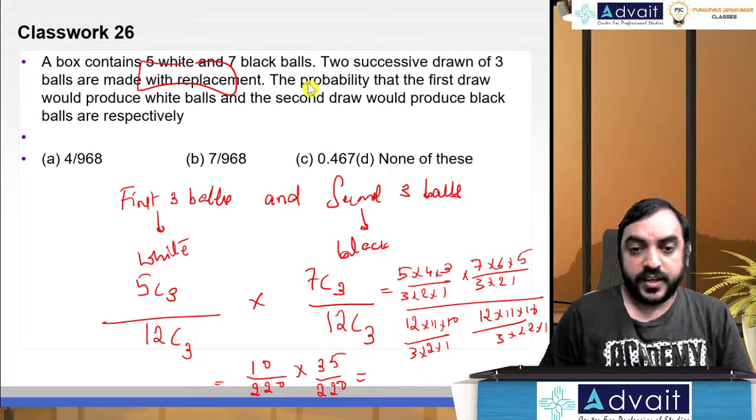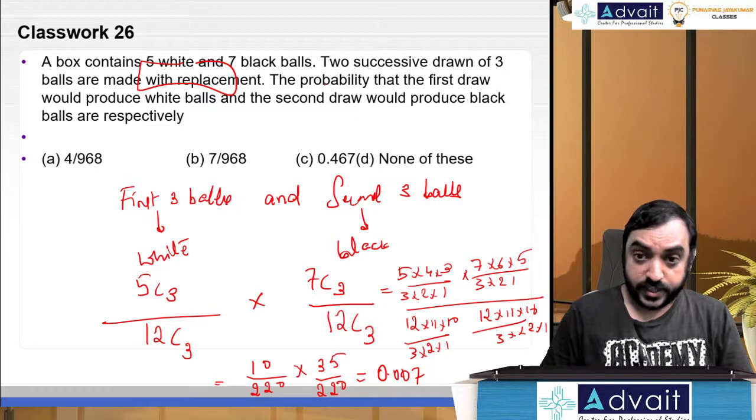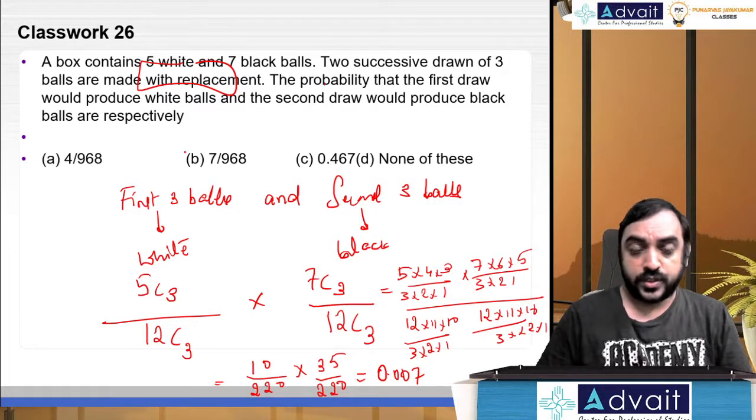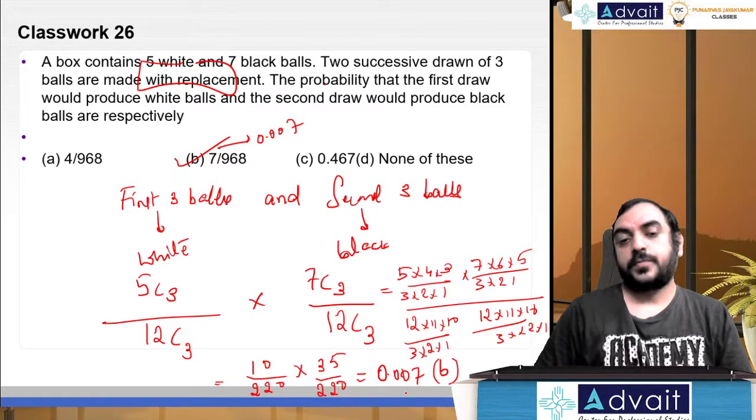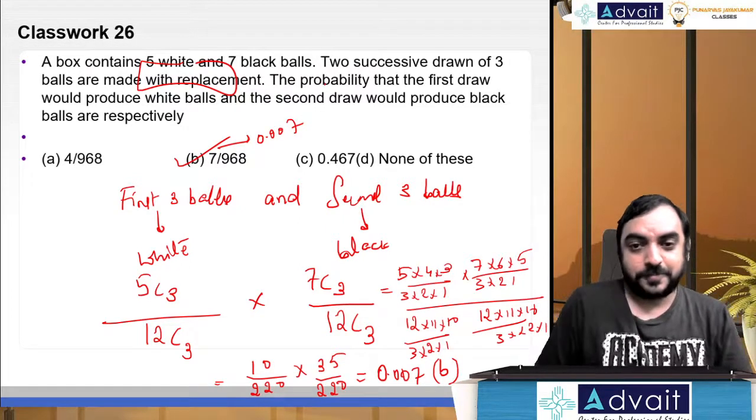10 by 220 into 35 by 220. So how much is that coming to? 10 by 220 into 35 by 220. 0.007 I should get. And if I get 0.007, 7 by 968. 0.007. So this is what I get, 0.007 matches. So option B.